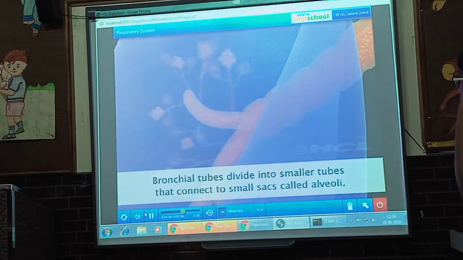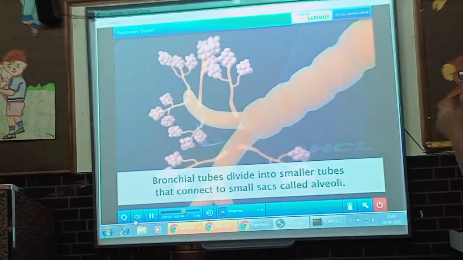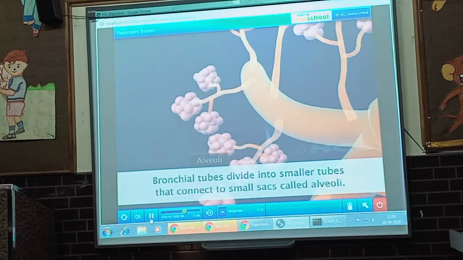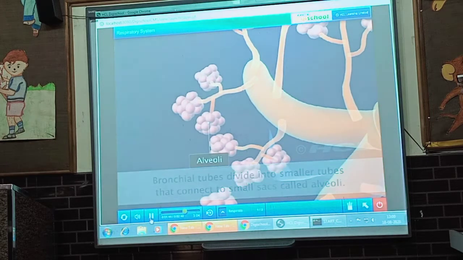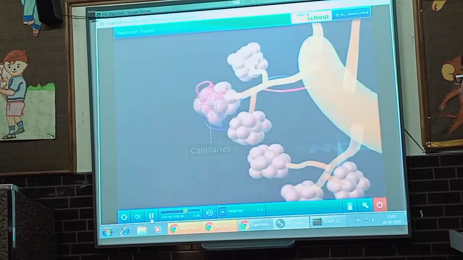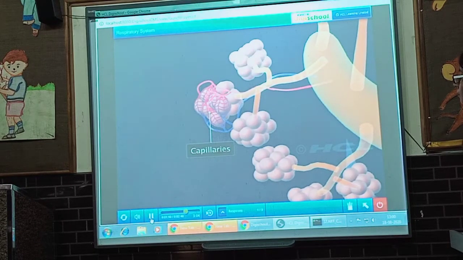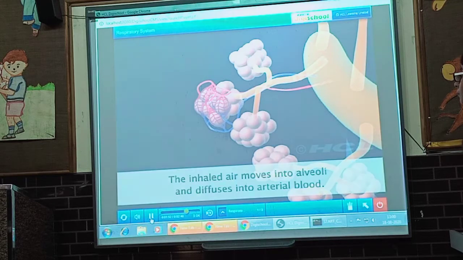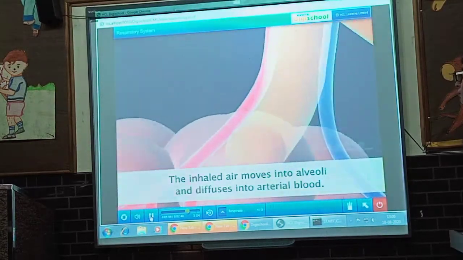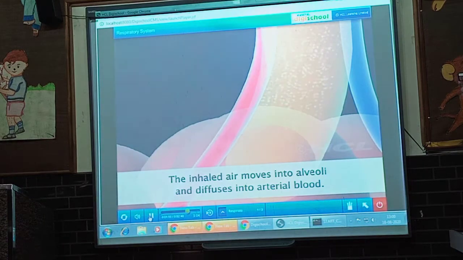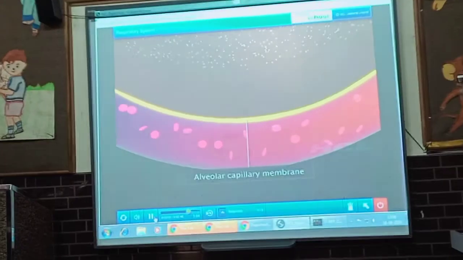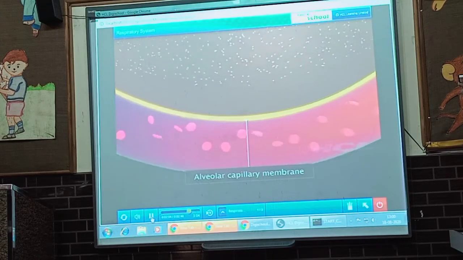The bronchial tubes lead directly into the lungs, where they divide into many smaller tubes which connect to tiny sacs called alveoli. The alveoli are surrounded by tiny blood vessels called capillaries. The inhaled air passes into the alveoli and then diffuses through the capillaries into the arterial blood. The alveoli and the capillaries are separated by alveolar capillary membrane.